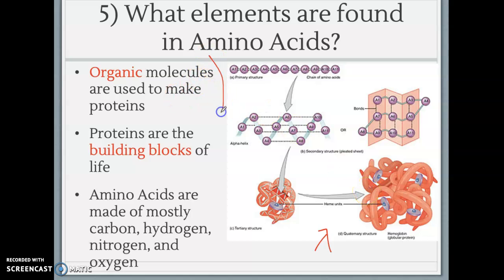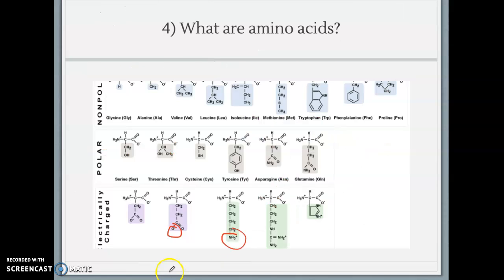So organic molecules are used to make proteins. These are the building blocks of life. And these are mostly made out of, again, carbon, hydrogen, nitrogen, and oxygen. You just have to look at the elements that are here.